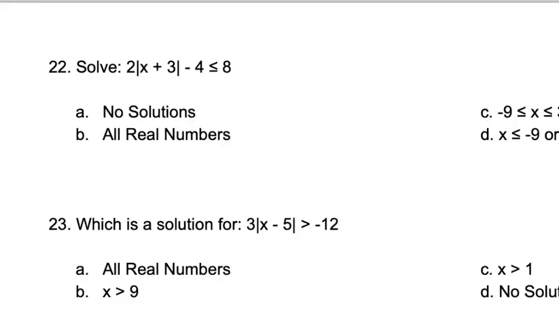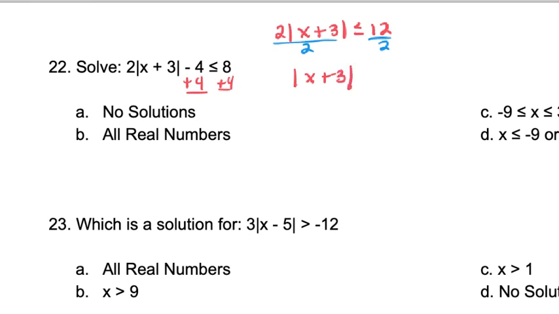Okay, problem 22. Get ourselves another absolute value, but this time it's got an inequality in it. That's no big deal. Okay, let's just get that absolute value alone again. We'll add 4 to both sides, giving us 2 times the absolute value of x plus 3 is less than or equal to 12. Absolute value is not alone yet. It's 2 times the absolute value, so we'll divide away the 2. There we go. Now our distance is 6 or less than 6 units away from 0.